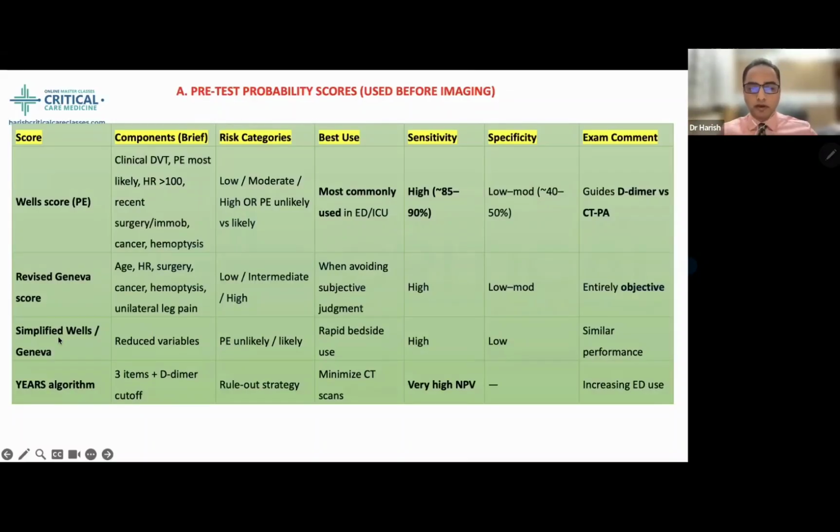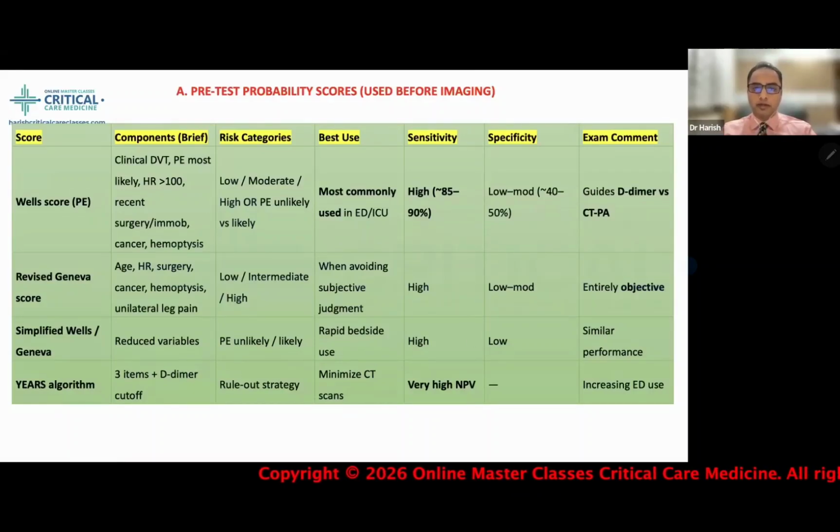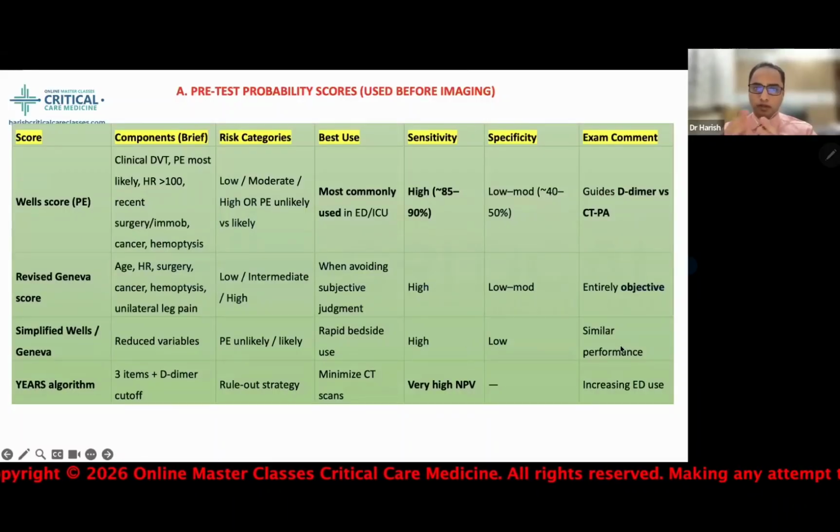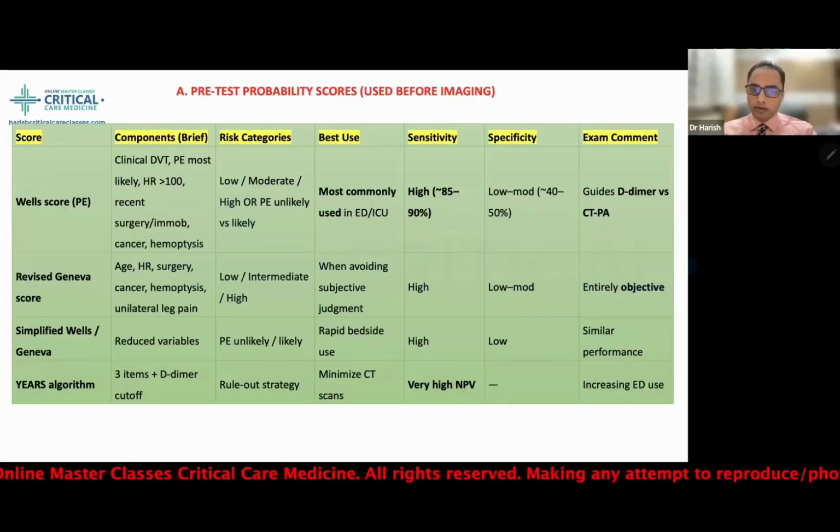Okay. So then going beyond the subjective, there is a simplified Wells or Geneva score. It reduces the variables as compared to the original Wells score. It again tells PE is unlikely or likely. Rapid bedside use is the utility of this one. High sensitivity, low specificity, similar performance as compared to other probability scores.